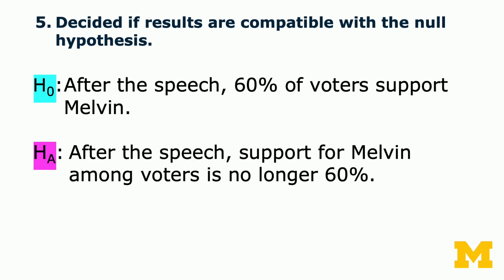So we decided if our results were compatible with the null hypothesis. We go back to our two competing hypotheses, and we say, well, because our results are surprising enough in the null world, we're going to say we reject this. We cross this out. So what does that mean?